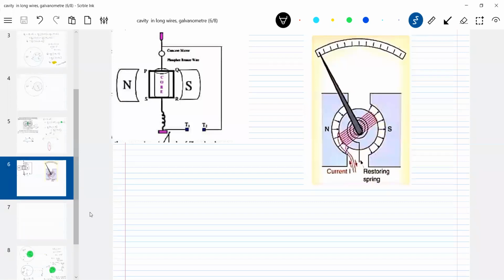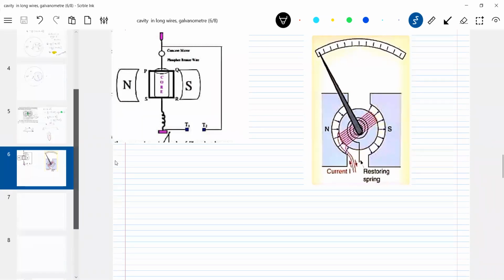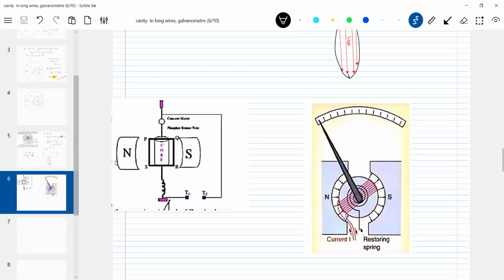On teacher last year, like advanced, we had questions even on galvanometer also. So I'm not sure about the teacher whether he will show interest or not. So better have an idea.